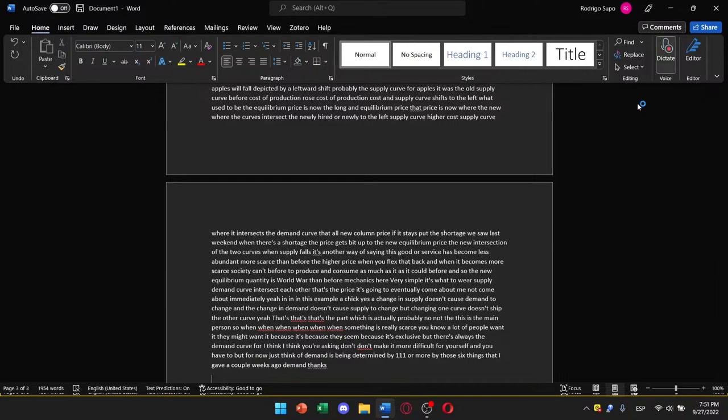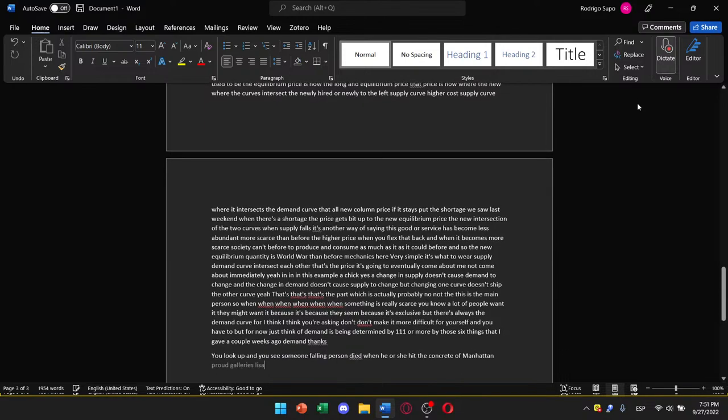And you look up, you're on the Empire State Building. And you look up, and you see someone falling. The person died when he or she hit the concrete of Manhattan. A crowd gathers, police arrive, and they obviously want to know what happened. So they arrive. Years ago, I would pretend I'm pulling out a writing pad. Now I guess I have to pull out an imaginary iPad.